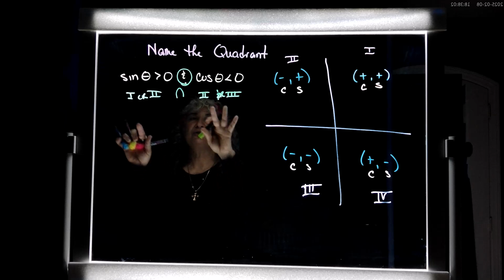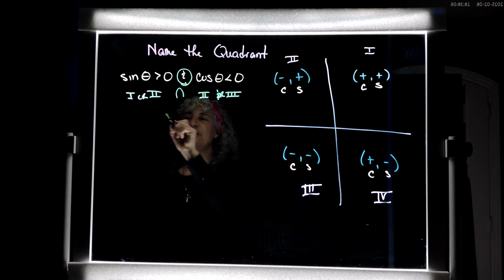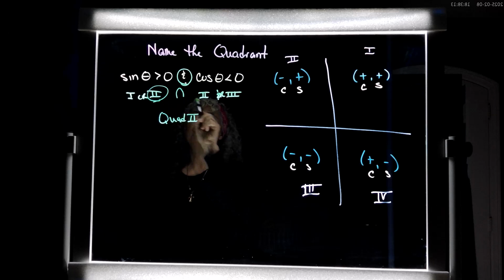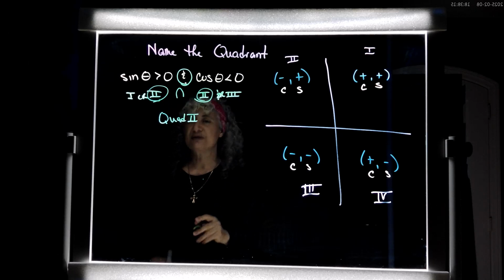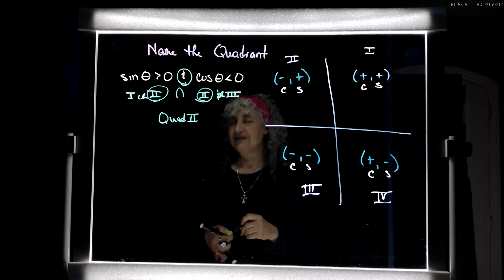So where do these two restrictions, so to speak, overlap? The one thing they have in common is quadrant 2. Quadrant 2 is where your sine is going to be positive and your cosine is going to be negative. Does that make sense? Is this good?